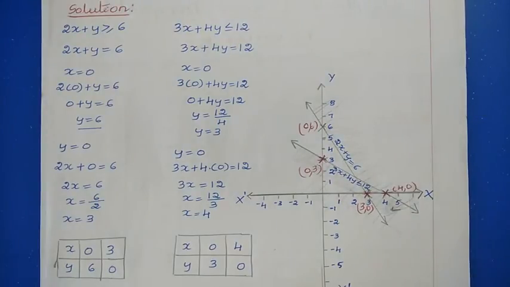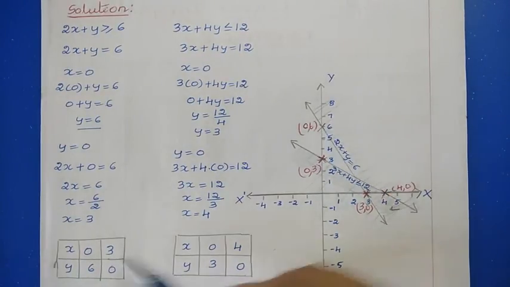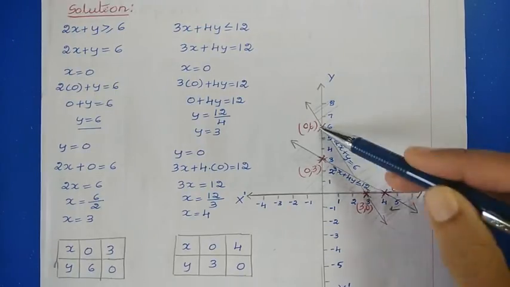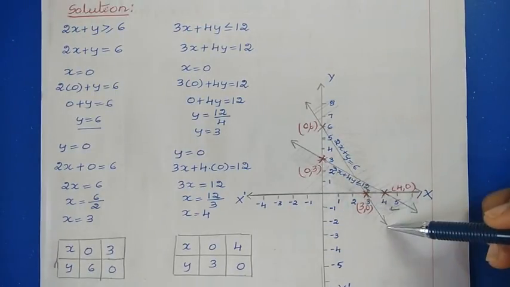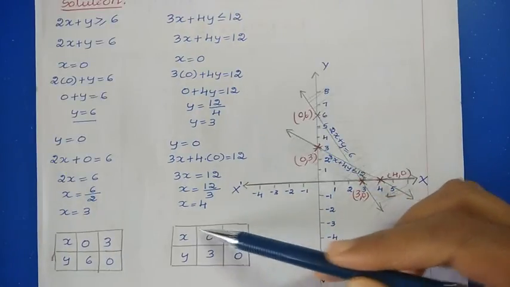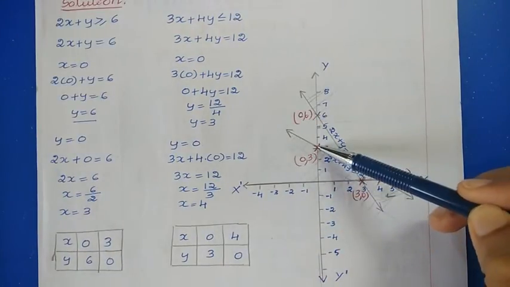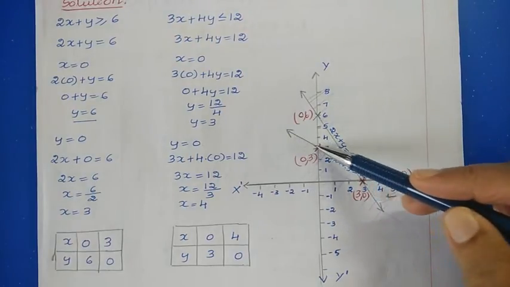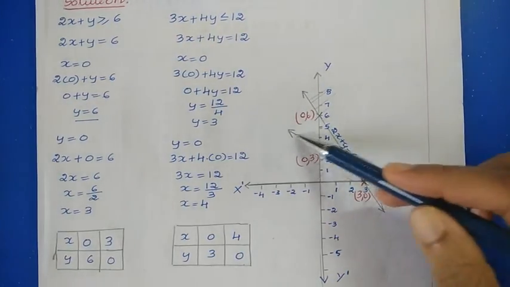Now let us locate the points. Let us take the first inequality points, that is 0, 6. 0, 6 means this point and then 3, 0. 3, 0 means this point. So now if I join these 2 points, then I get a solid straight line. Next we have here the second inequality, 0, 3. 0, 3 means this point, then 4, 0, that is this point. Now let us join these 2 points, so we get a straight line.